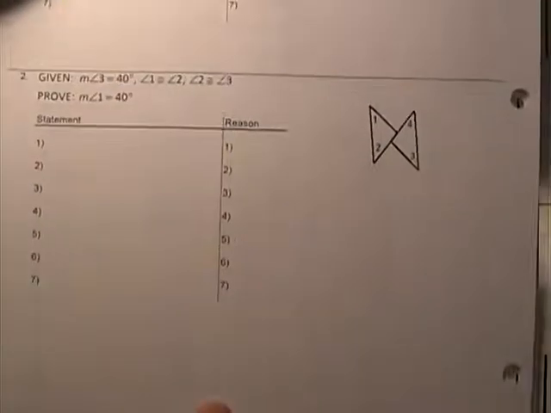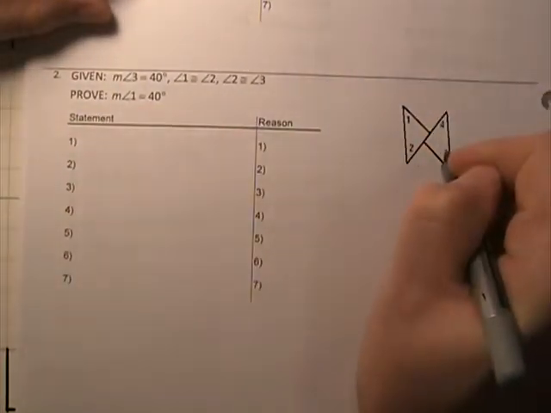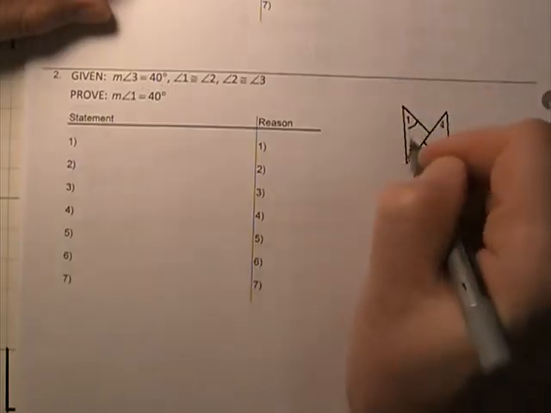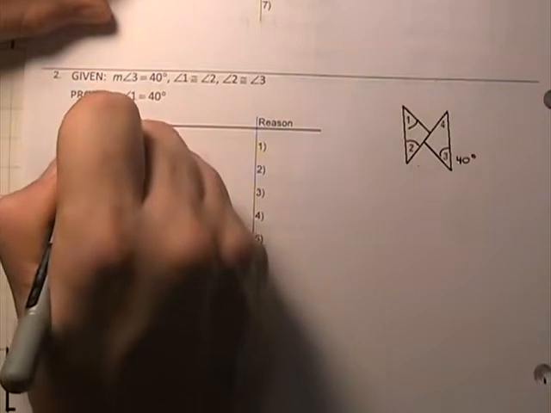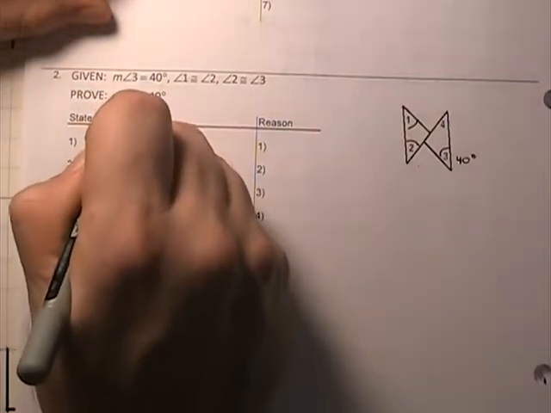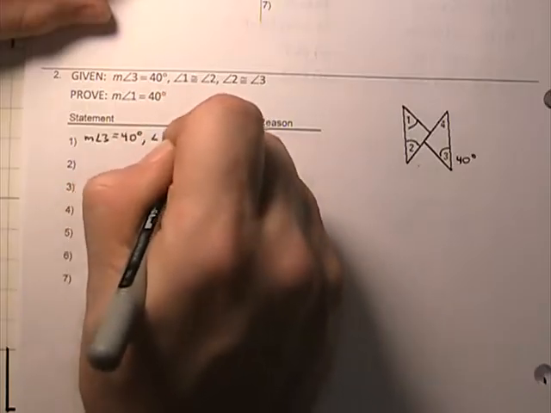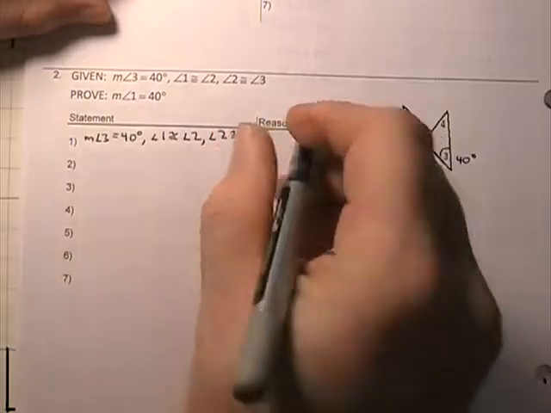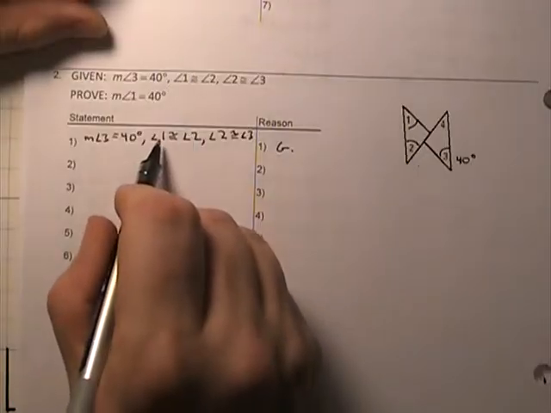Let's go into our second one here. Okay, so we're given measure of 3 is 40 degrees. And 1 and 2 are congruent, and 2 and 3 are congruent. They want us to show that 1 is also 40. So the measure of angle 3 is 40 degrees. So all that's given.